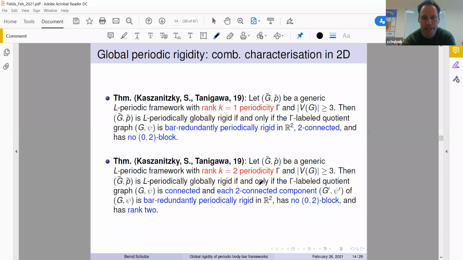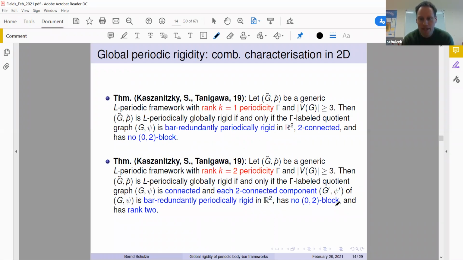The conditions in this case, in dimension 2 with rank 2 periodicity, are as follows. The framework is generically globally rigid if and only if the quotient graph is connected, but it can have cut vertices. If we look at each 2-connected component, then it must be redundantly rigid. And we have two additional connectivity conditions. The first one is that the rank of this quotient graph component must be 2, so it must have full rank. And we do not want to have any 0-2 block.